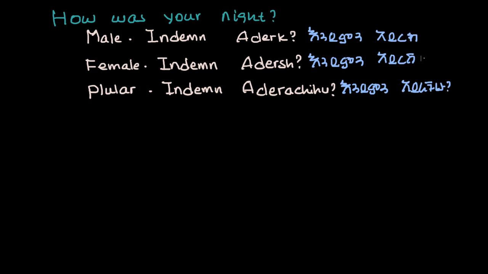Okay, you can put a question mark at the end of each sentence. All right, so how was your night? For male, you can say እንደምን አደርክ? For female, you can say እንደምን አደርሽ? And for plural, you can say እንደምን አደራችሁ?